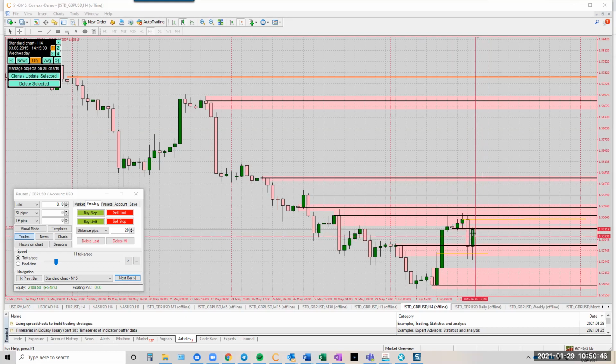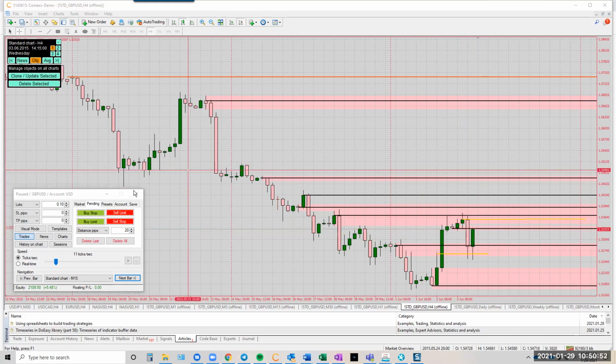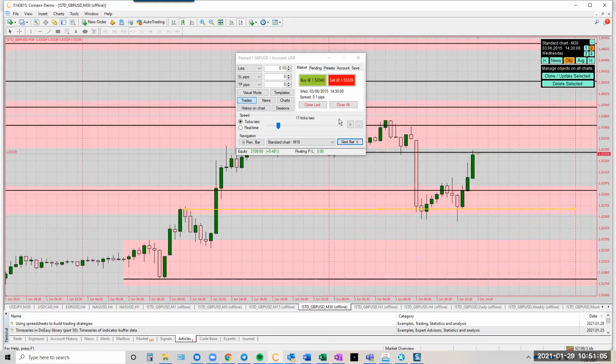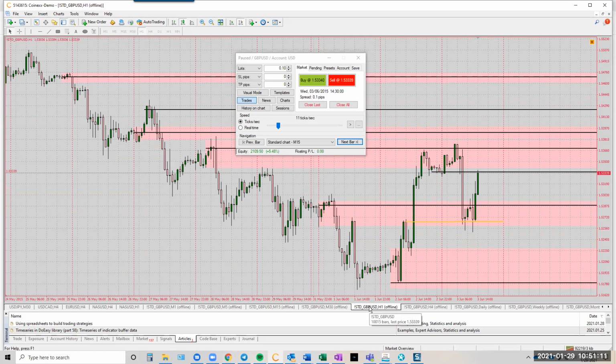I'm going to be expecting that to reject. This is the first time it's returning to that key line. Look at my time frame here. Let's do 15 minutes. So it's interacting with the key line. Let me go to the 30 minutes, interacting with the key line.